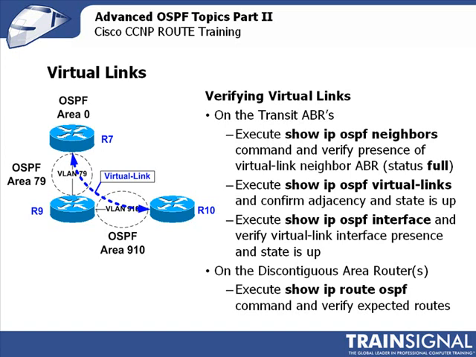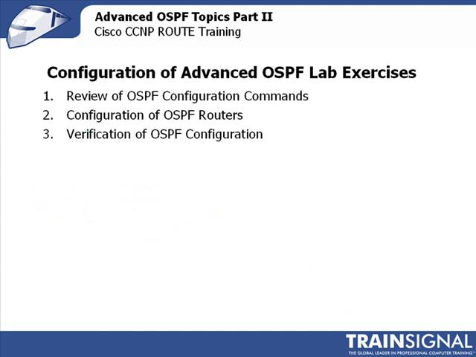You can also do show ip ospf interface and it will show that the virtual link interface is up. For the discontiguous area routers, which would be router 10 in our topology pictured to the left, do show ip route ospf. You should see routes from the backbone and everything else that you would normally see if the virtual link is functioning correctly.